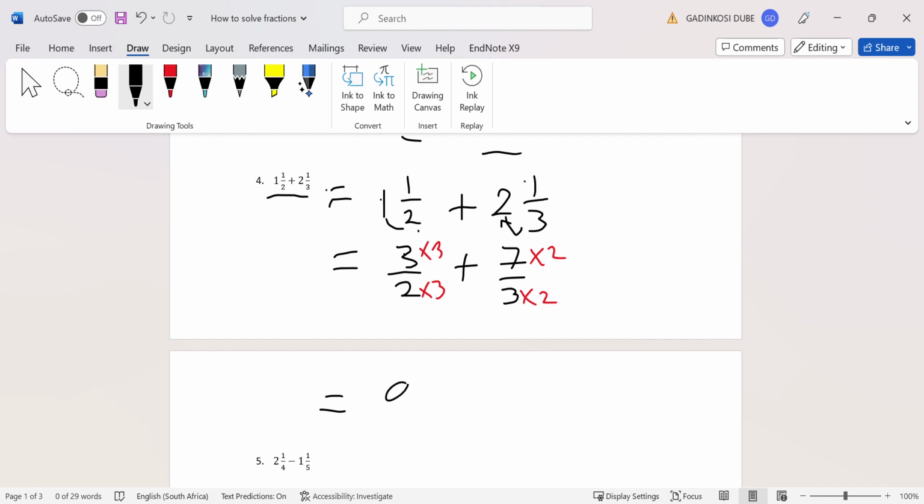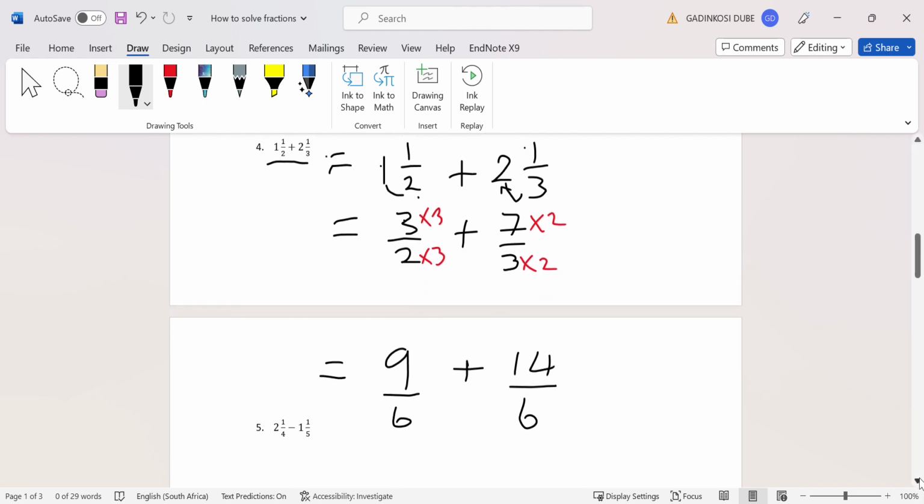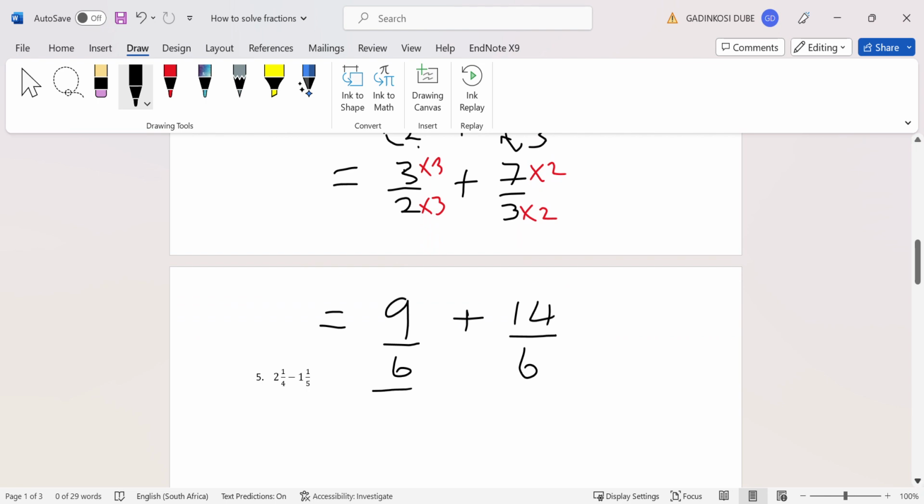So this one becomes 9 over 6, because it's 3 times 3, and then you've got plus 14 over 6. Okay, so once it's like that, now you can see the denominators are the same now. Denominators are the same, and also denominators are the same. You can easily add the numerators and get to your solution as easily as possible.